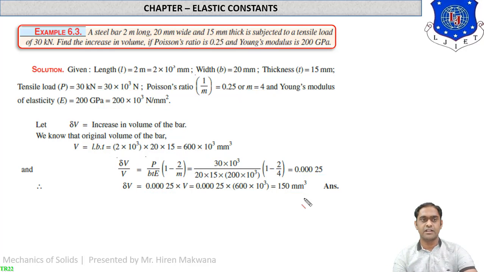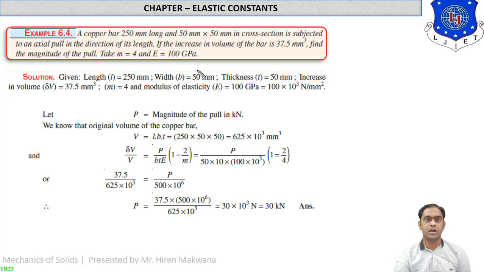Let us discuss one another numerical, 6.4. Copper bar 250 mm long and 50 by 50 mm in cross section. So length is 250 mm, width is 50 mm and thickness is also 50 mm. So area will be 50 into 50, B into T, cross sectional area. Is subjected to axial pull in the direction of its length. So in the direction of the length, the axial pull P will be applicable.